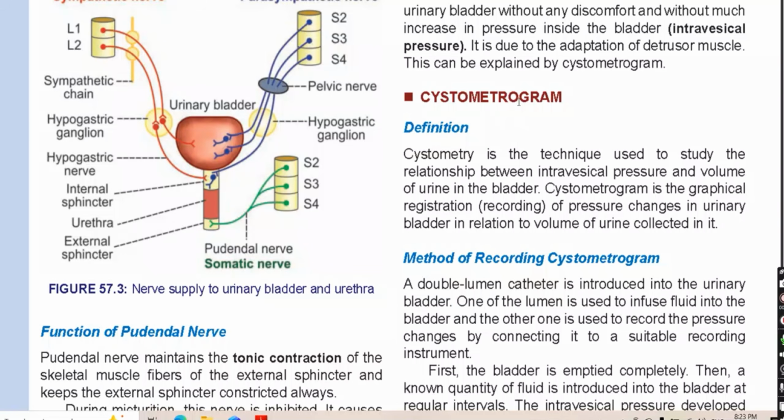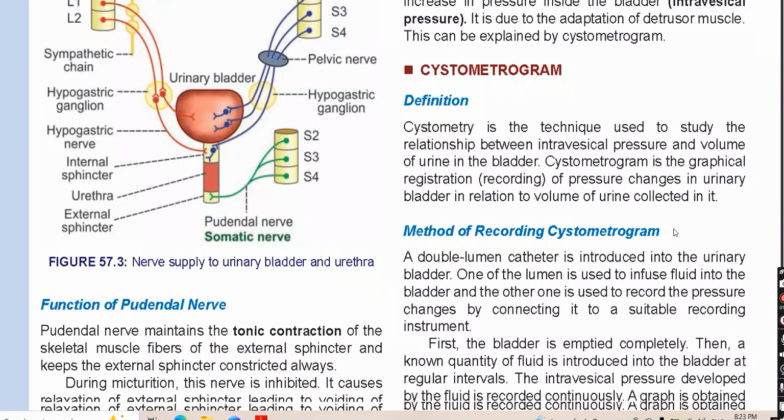Cystometry is a technique by which we study the relationship between the intravesical pressure and the volume of urine in the bladder. So this is a graphical registration of the pressure changes in the urinary bladder in relation to the volume of urine collected in it. How to record this?